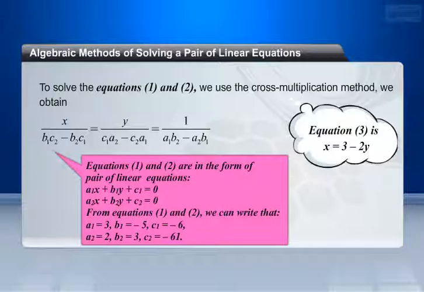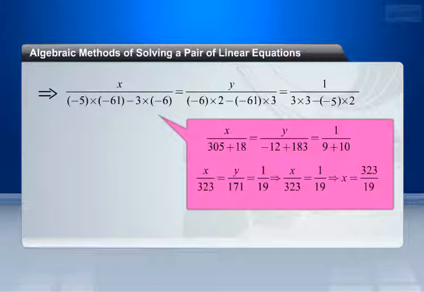We know that x divided by (b1 c2 minus b2 c1) equals y divided by (c1 a2 minus c2 a1) equals 1 divided by (a1 b2 minus a2 b1). So, now we can write it as x divided by (minus 5 into minus 61 minus 3 into minus 6) equals y divided by (minus 6 into 2 minus 61 into 3) equals 1 divided by (3 into 3 minus 5 into 2).